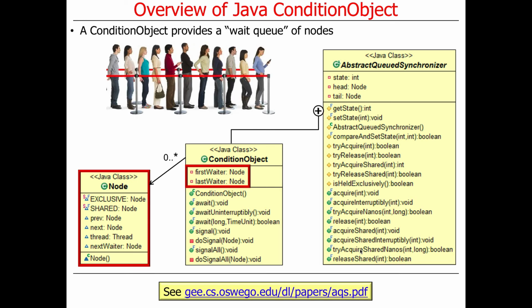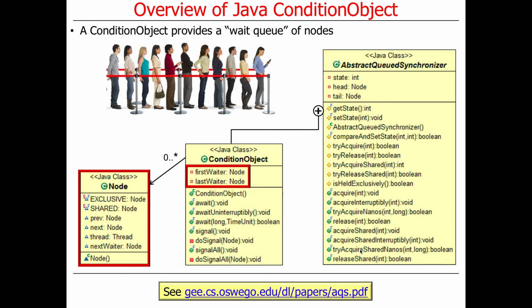Internally, the condition object basically provides a wait queue of nodes. These are the nodes that are used to essentially have threads wait to get a chance to try something again. That's kind of the idea. And if you take a look at the link at the bottom of this slide, there's a nice paper written by Doug Lea explaining the abstract queued synchronizer framework. It's worth taking a look at for a deeper understanding of what's going on.